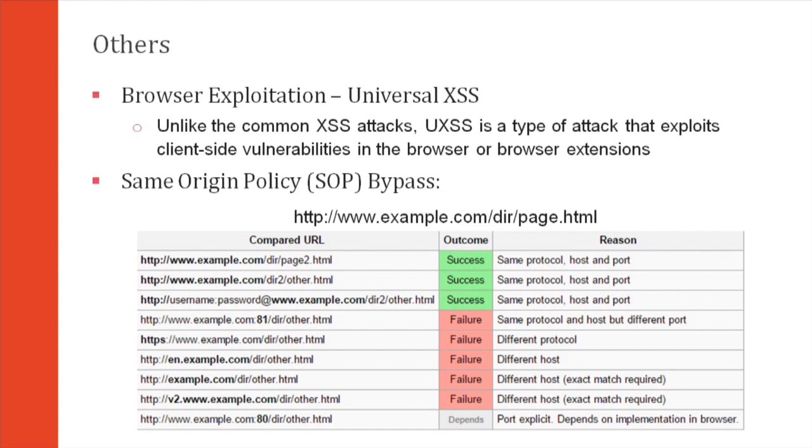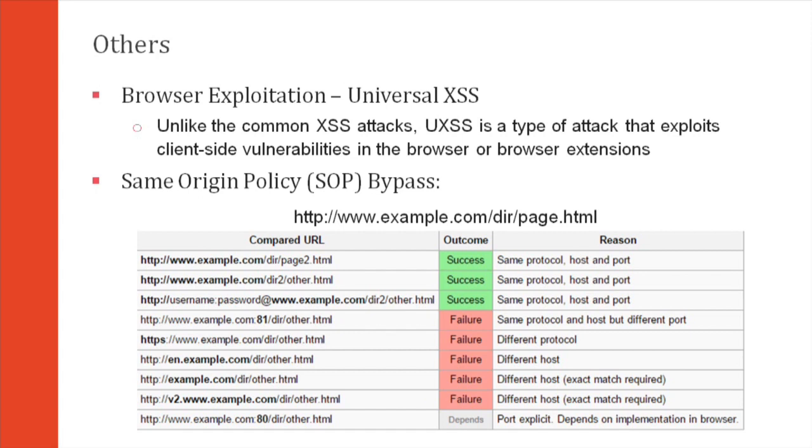The third one is the same, but the fourth one is a failure. The reason it is a failure is because you can see that the port is 81. Since it is port 81, and the original that we are comparing is port 80, then it's not the same origin. Same for the next one, which is a different host. You can see that in that one it is en.example.com, and our main URL is www.example.com. It's the same domain but a different subdomain, and just because of that, it's not the same host, and it's not the same origin. And well, there are other examples.